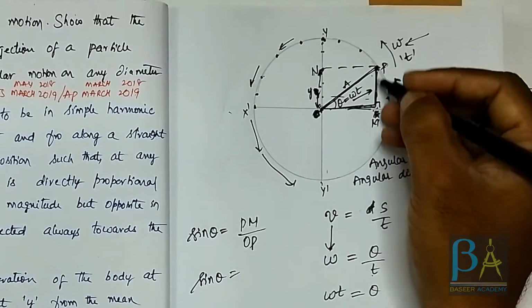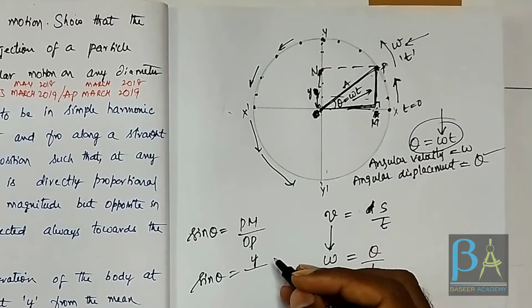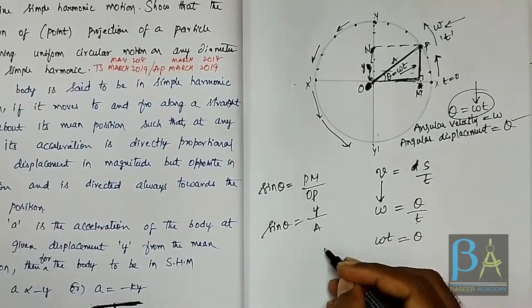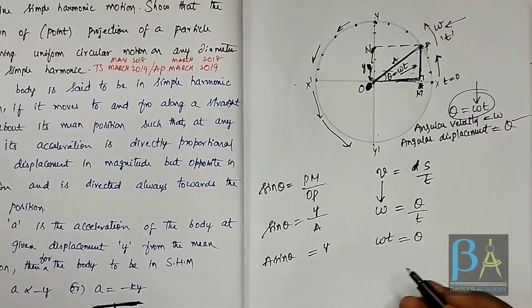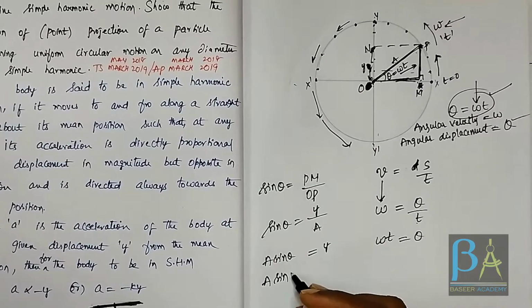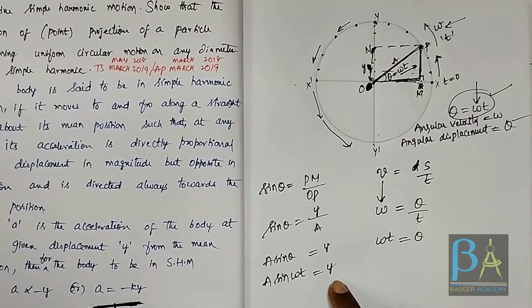So Pm that you see here should be equal to y. So in place of Pm, let me write y here. Now OP, what is OP? OP is A here. So y is equal to A sine theta. And what is theta here? Theta is omega t. So let me write omega t in place of theta. So we see that the displacement should be A sine omega t.